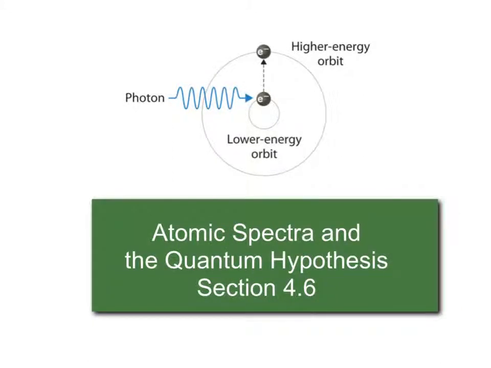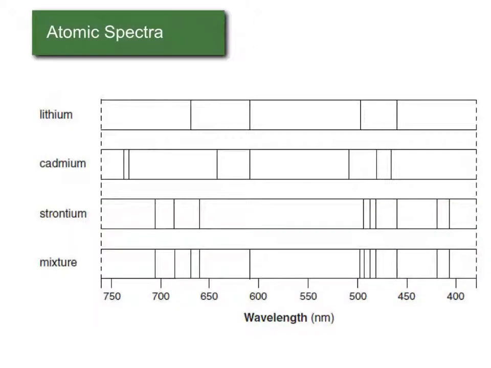Today we're just going to talk briefly about atomic spectra and the quantum hypothesis, which says that light can only be absorbed or emitted at certain specific amounts of energy. So in our last lesson you learned that light can behave like waves, and we did an overview of the electromagnetic spectrum. Today we're going to talk about how light can behave like a wave but also like a particle. And a particle of light is called a photon.